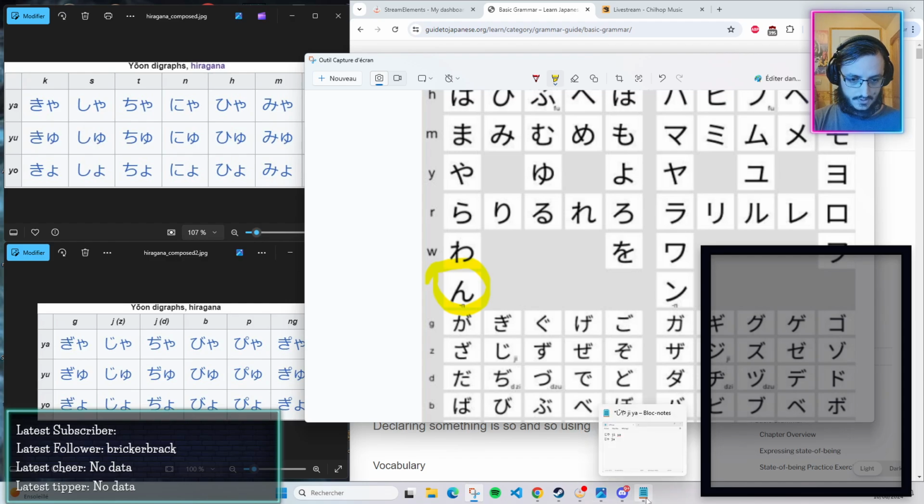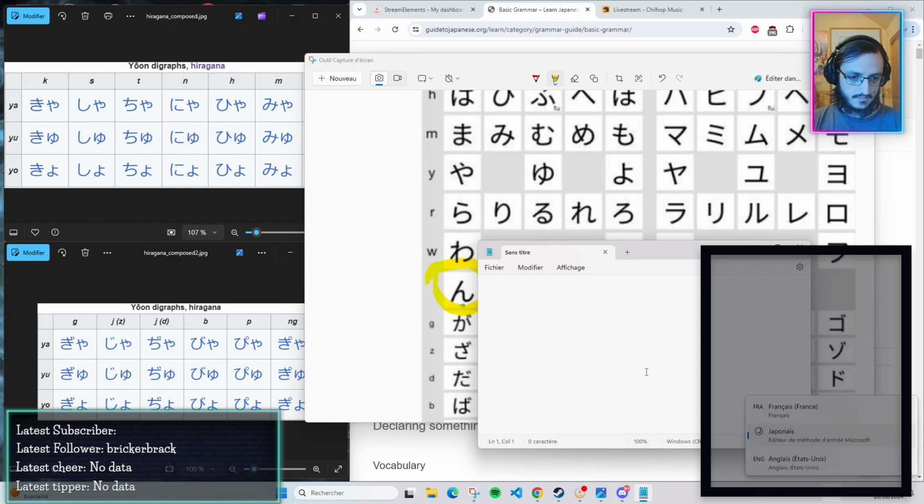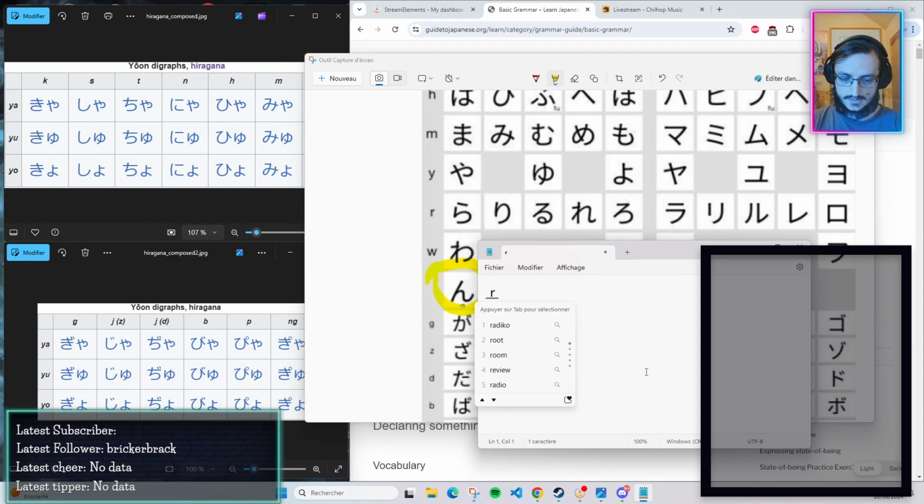So for example, in a word we saw last time, the first name Rin in Japanese, pronounced Rin. So it's Ri, N, Rin. Okay.